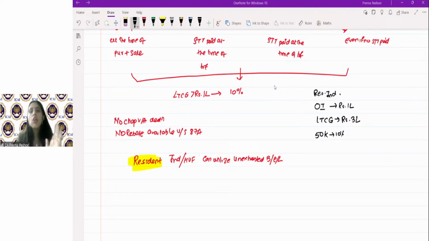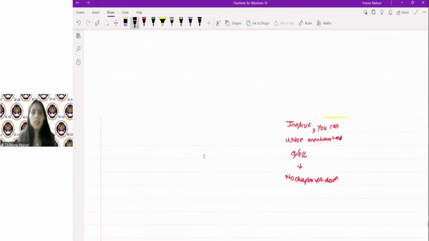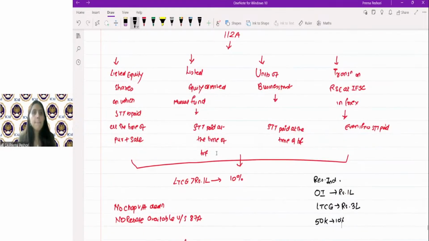What are such transactions? The central government has issued notification number 60/2018. You can write down over here: other than those exempted vide notification number 60/2018.